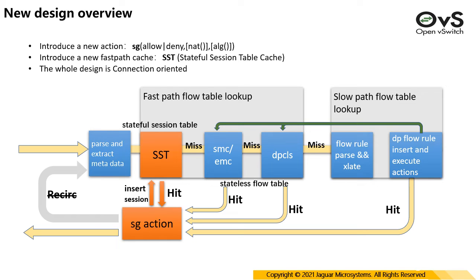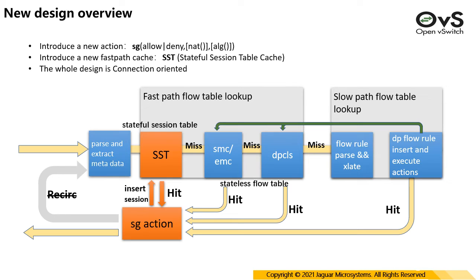After parsing the packet and extracting the metadata, it will first go through the SST cache. Once hit, it will directly execute the action list, including updating the connection status as well as the per-connection statistics. Once missed, which means it's a new connection, it will fall back to the legacy processing procedure. While executing the SG action, it will create a new connection and insert it into the SST table.